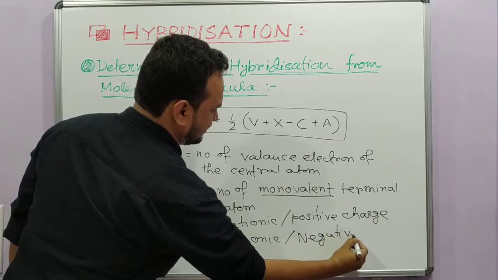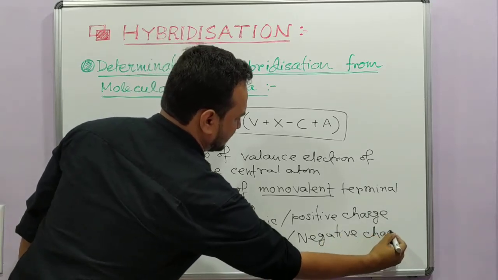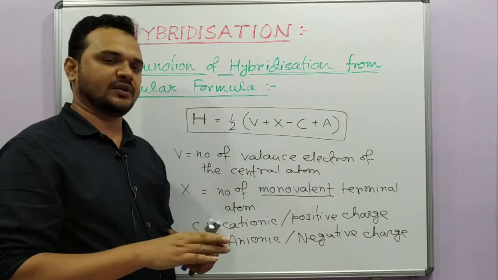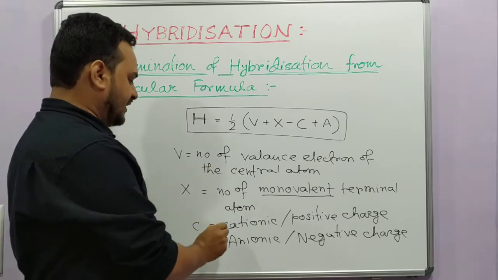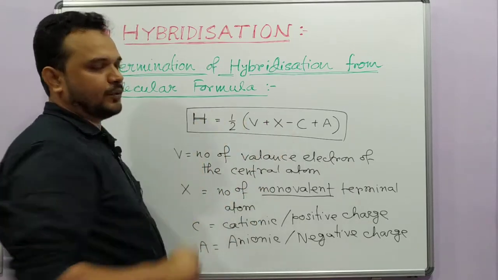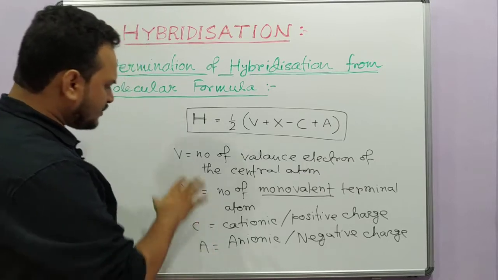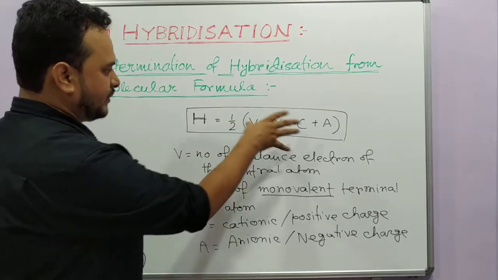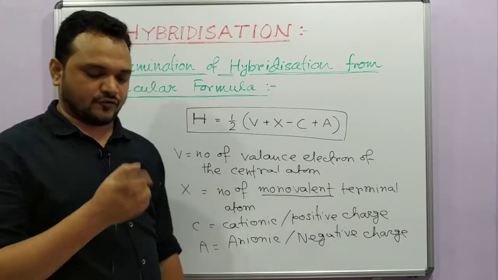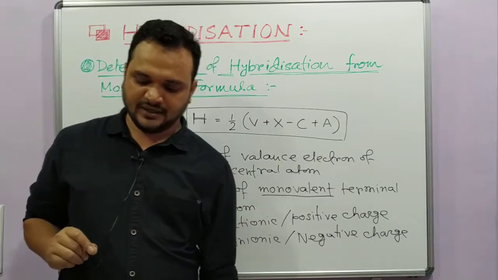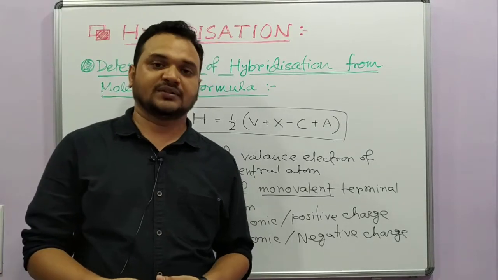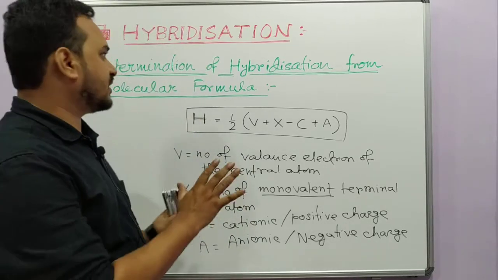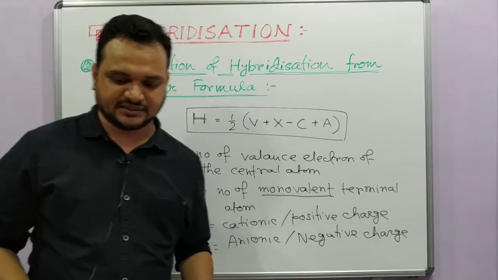Here you should remember that while taking the charge of the species, we will take only the value, the modulus value, without the sign. We will take only the value of that charge and put it in this formula. So by taking these four terms V, X, C and A, putting them here, we can get the value of H, and from that value of H we can determine what should be the state of hybridization of the central atom. So let us work out some known examples.